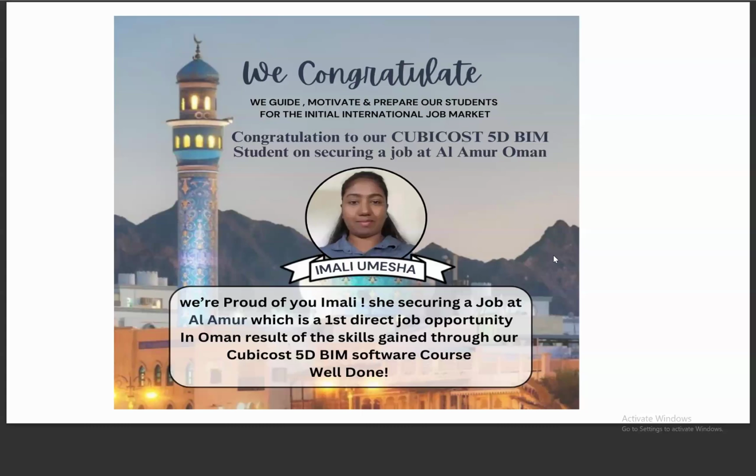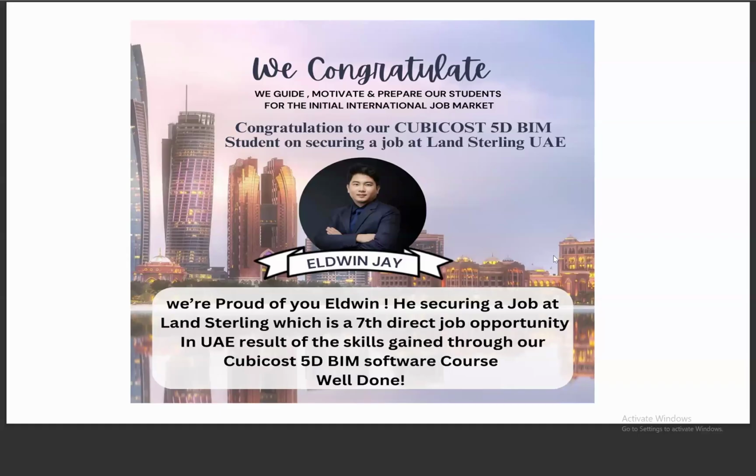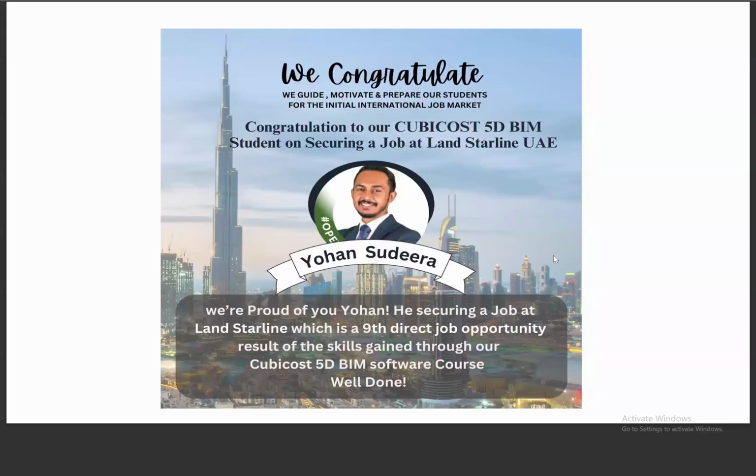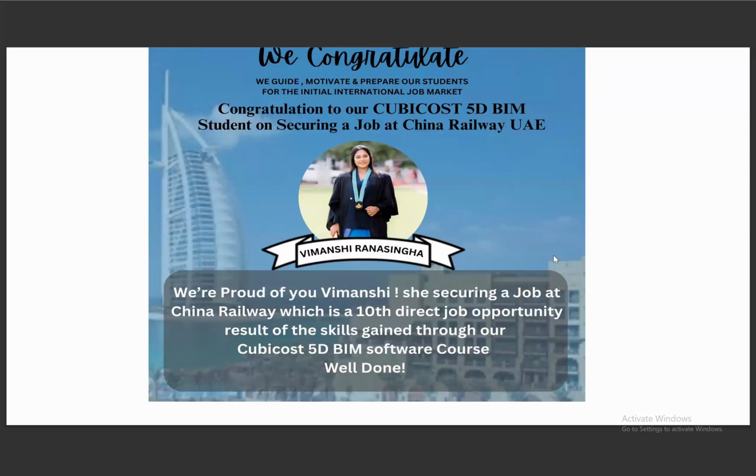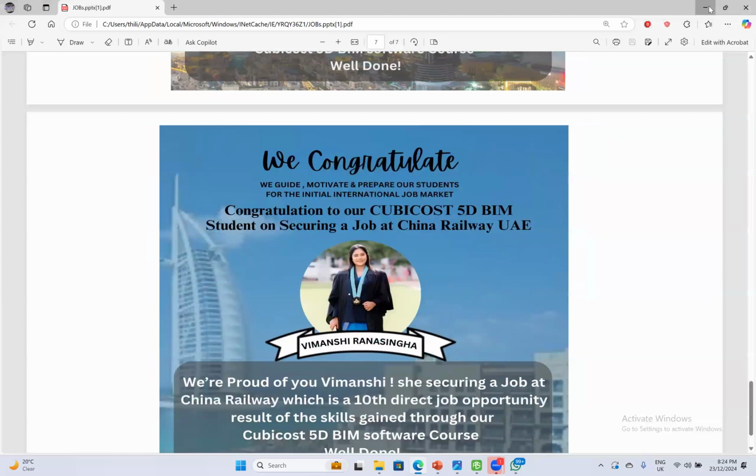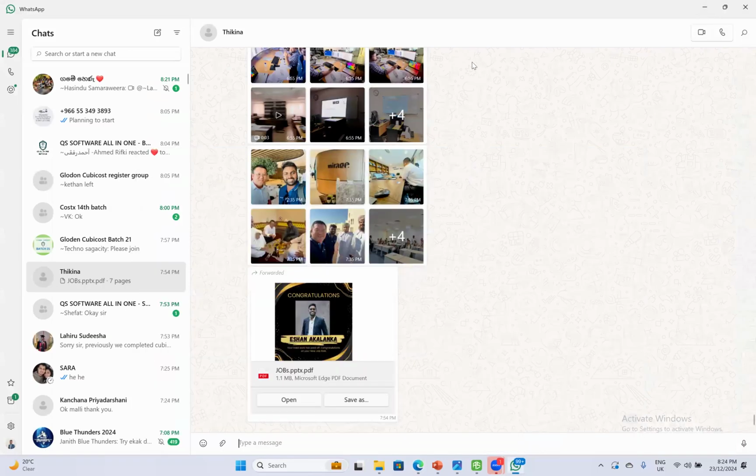And this is Limali. Now she got her offer letter in Alama, Oman. And this is Eldwin. He got a job opportunity in Land Sterling, and this is Johan Sudhir. He also got a job opportunity in Land Sterling, and this is Vimanshi Ranasinghe. She got a job opportunity in China Railway. Actually, these are direct opportunities based on my recommendations.